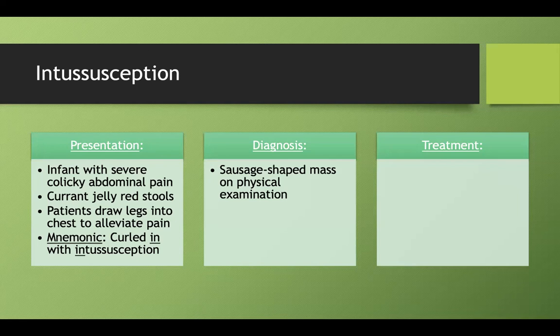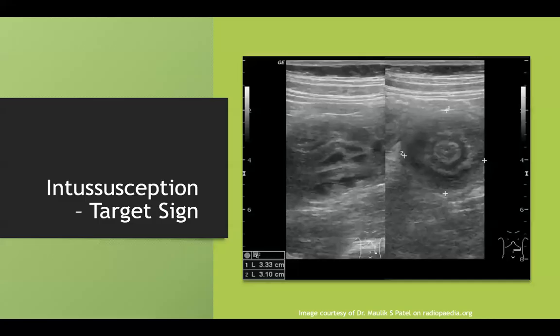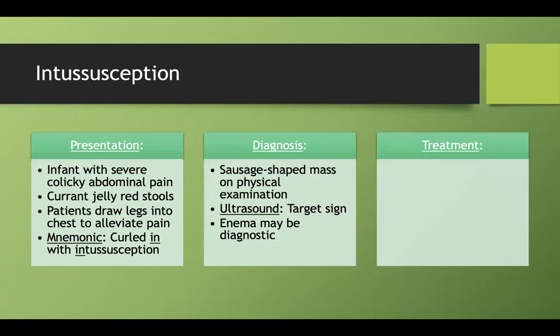The first being you'll notice a sausage-shaped mass you can palpate on physical examination. On ultrasound, you'll see a target sign, and you can see it on the right especially. You can see that view showing that one bowel is stuck inside of the other. And the last way to diagnose it is through an enema. And the good thing about an enema is that it's diagnostic and therapeutic.